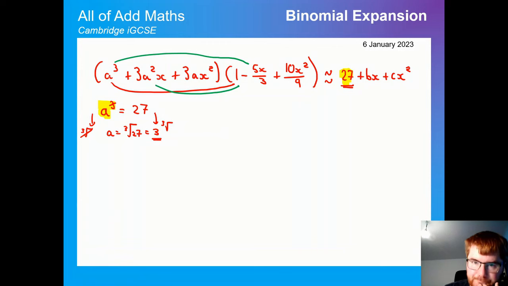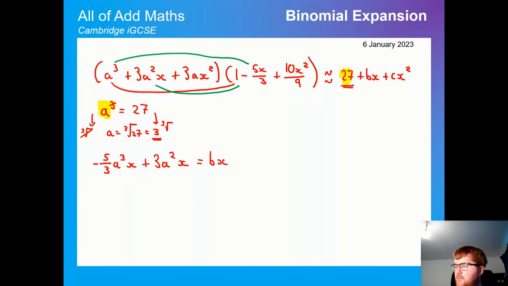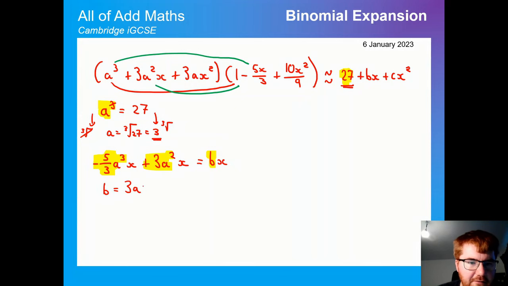So a cubed times minus 5 over 3x, that's going to give us minus 5 over 3 a cubed x. This term here, well, 1 times 3a squared x is just going to give us plus 3a squared x. And this is going to be equal to bx. So we've written down our equation nice and carefully here. That means then that if I get the highlighter out again, the coefficient, so this adds this, must be equal to b. So we can then go b is equal to, and we can reverse this around if we so wish, 3a squared minus 5 over 3a cubed.